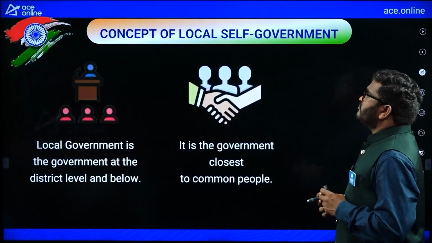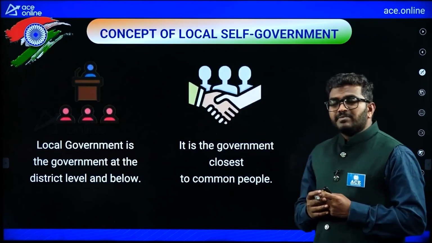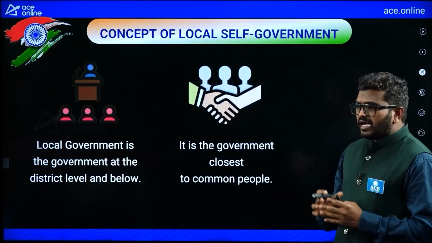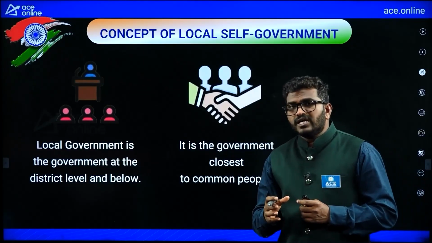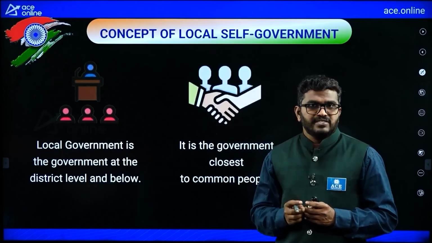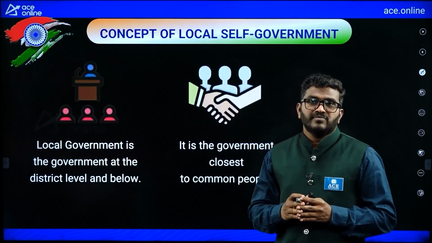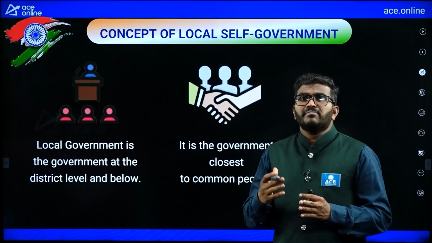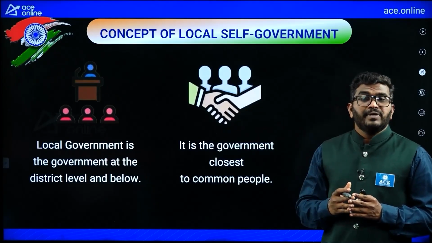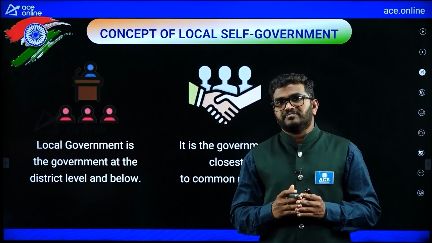See, the concept of local self-government. What is the main concept or objective of the local self-government? See, at village level, at a district level, the local representatives can easily observe what problems they are facing, and what the available resources are for them. So based on that, we can make a policy at a local level. We can empower the people at a local level to do some efficient work.